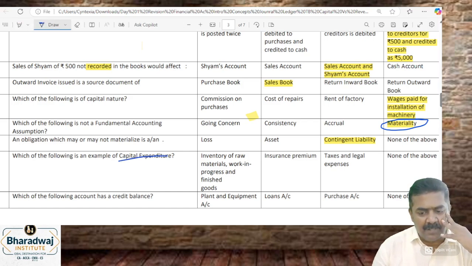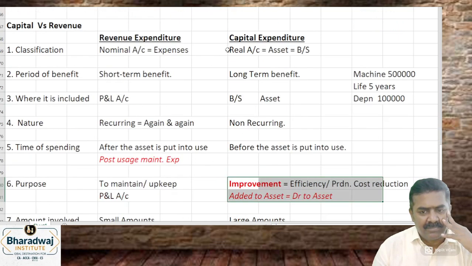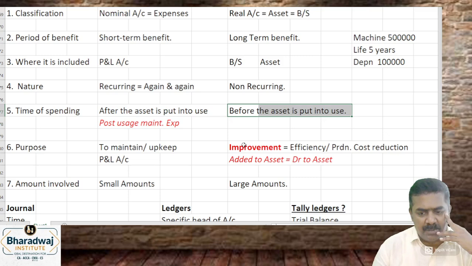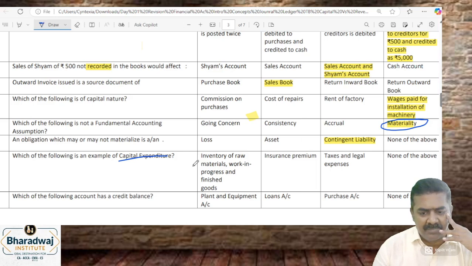What should capital expenditure have? It should have long term benefit, be non-recurring, be incurred before the asset is put into use, be an improvement, and involve large amounts. These are what make capital expenditure. Inventory, raw material, work in progress, finished goods are all long term or short term? Insurance premium gives you 1 year benefit. That is all just 1 year. Taxes and legal expenses are spent for 1 year like that. All are short term benefits. There is no asset here. Only if there is an asset can it be capital expenditure. No asset.